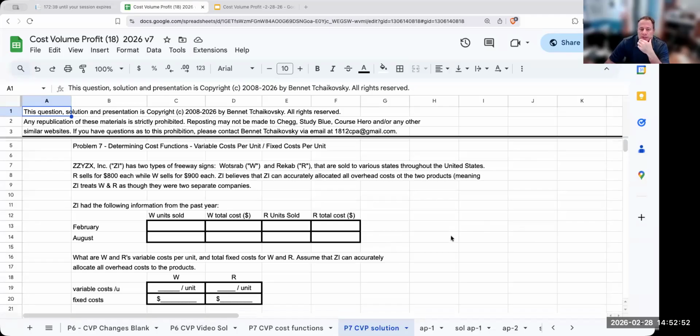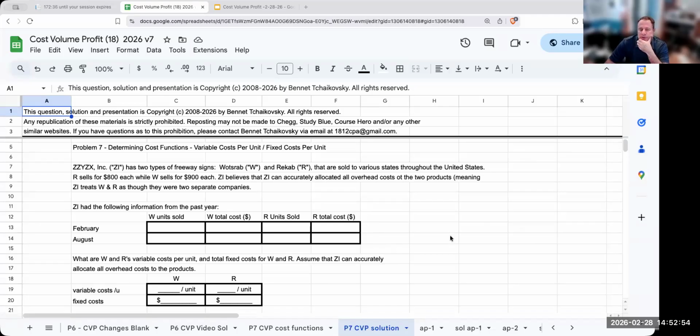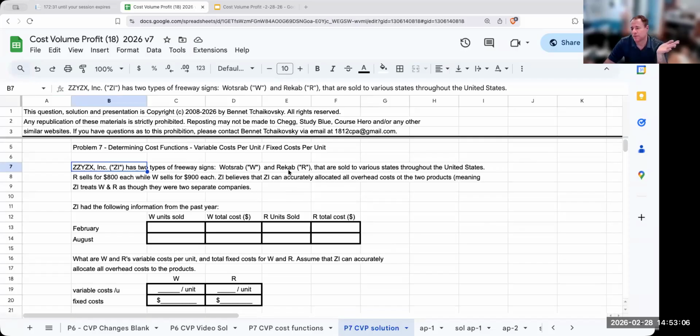So today we're going to be looking at how do we go through and determine cost functions, variable cost per unit, fixed cost per unit. So we have over here, ZZix has two types of freeway signs, Barstow and Baker. Well, I drive up on the I-15, so I decided to do a little bit of an anagram and reverse it. But we've got W and R that are sold in various states throughout the United States. R sells for $800 each, while W sells for $900 each.